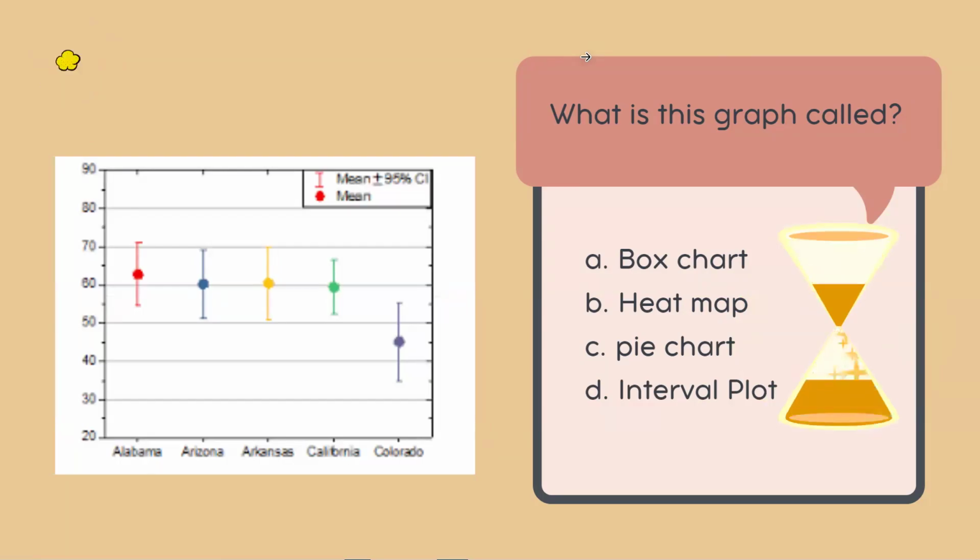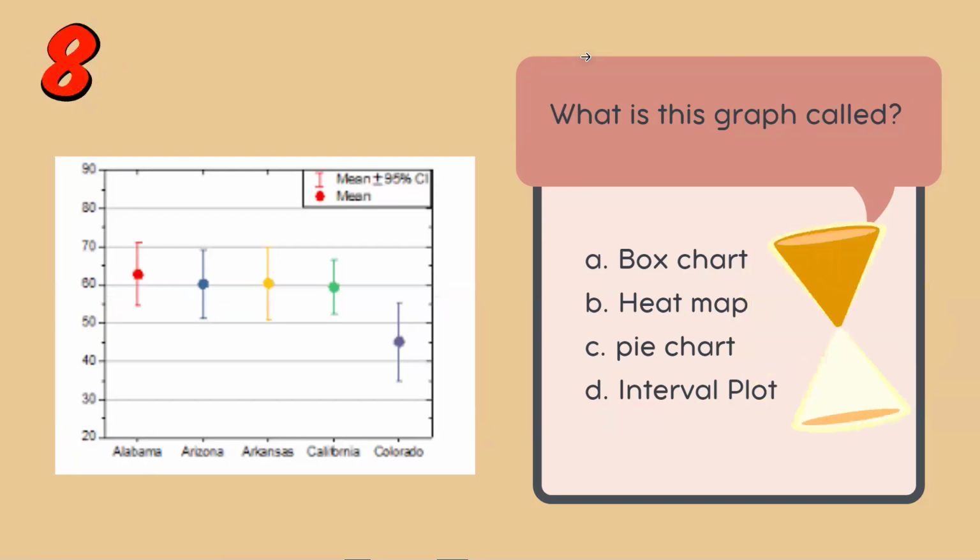The next graph is called an interval plot. You have a mean value along with the confidence interval. Then it's called an interval plot. Let's go to the ninth question.